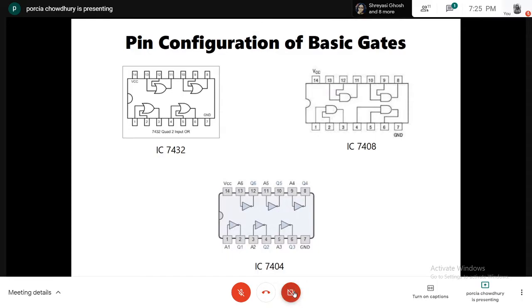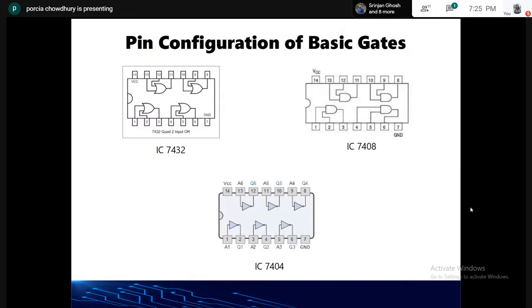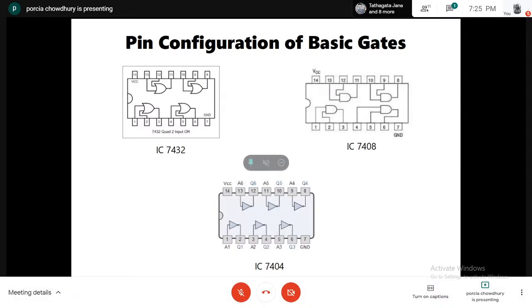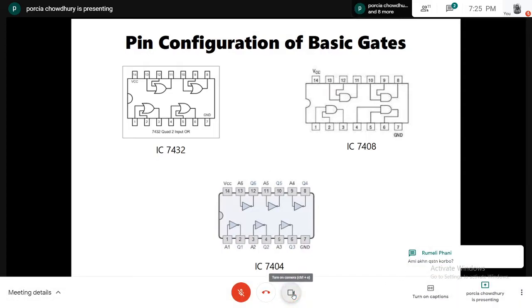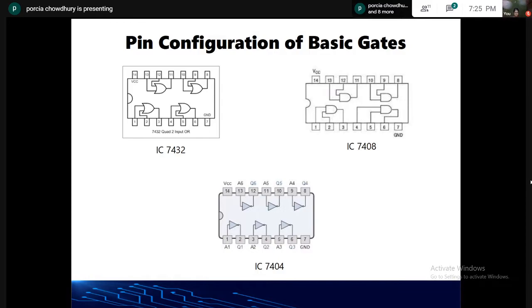Fine. So now if we start counting for each of 32, 08 and 04, we have altogether 14 pins or 14 legs. On one side of the chip you have 7 pins, and on the other side of the chip again 7 pins, altogether 14 pins.